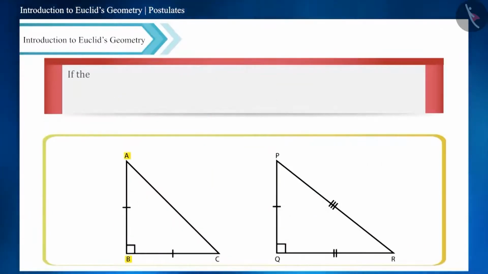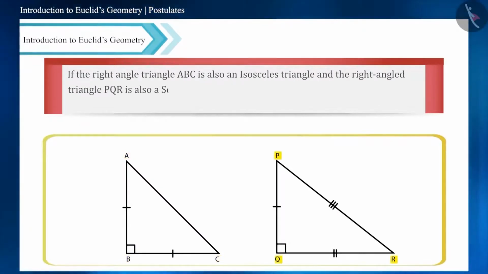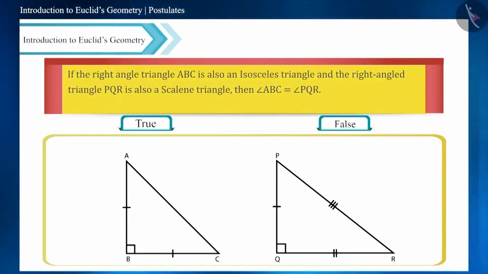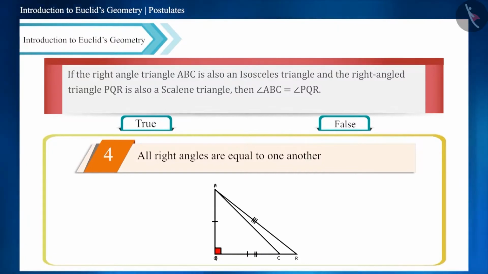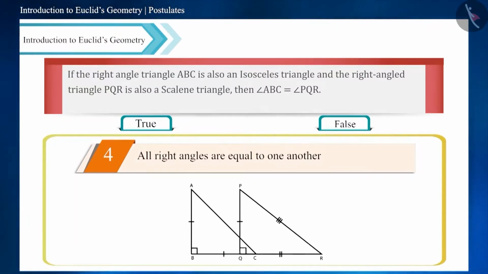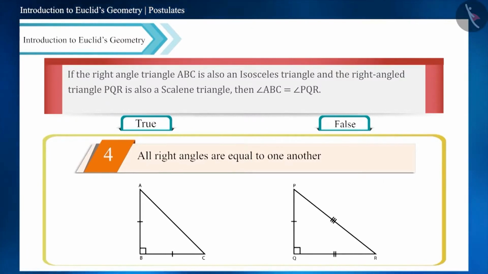If the right angle triangle ABC is also an isosceles triangle, and the right angle triangle PQR is also a scalene triangle, then angle ABC will be equal to angle PQR. Is the given statement true or false? Friends, look at this question carefully. Here, the focus is not on the sides, but on the angles. If you remember the fourth postulate of Euclid, all right angles are equal to one another. If you place these two triangles one on top of the other, with angle B and angle Q overlapping each other, then you can see that the angles are equal to each other, even if the triangles are not congruent to each other. Therefore, the given statement is true.